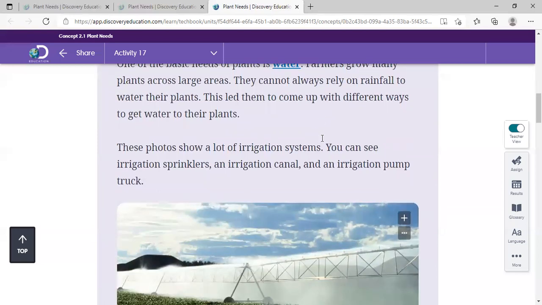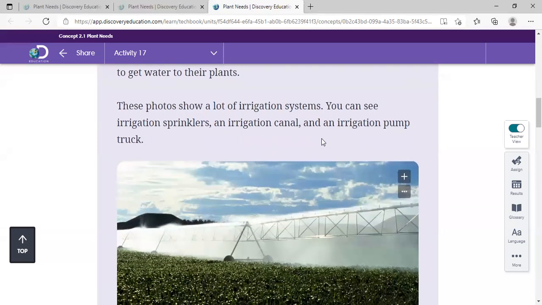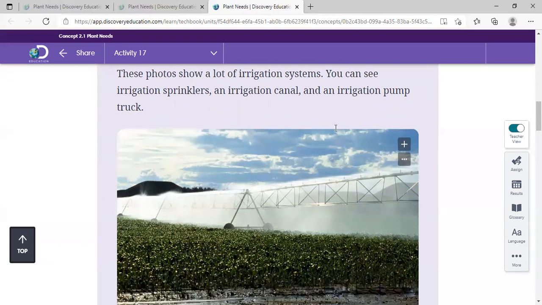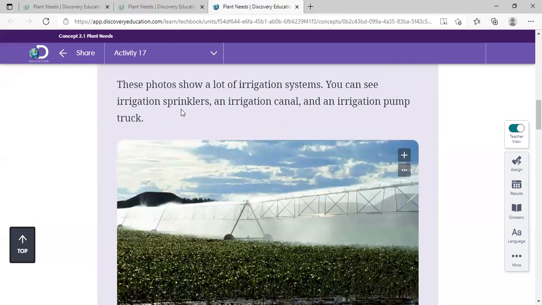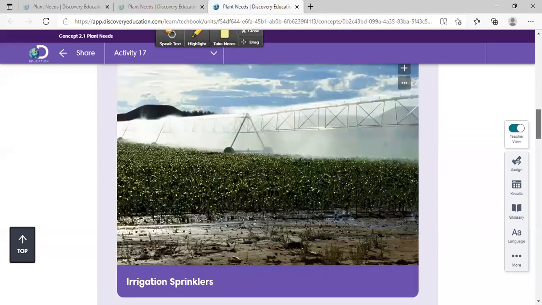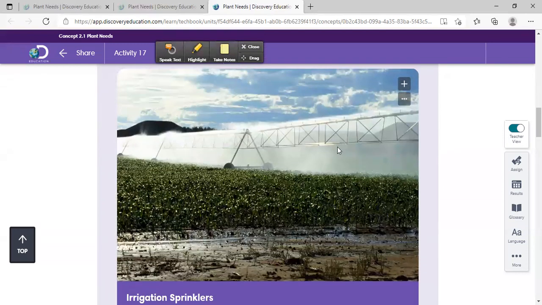What are these ways? These photos show a lot of irrigation systems, systems to provide the plants with the water they need. You can see the irrigation sprinklers like the first one. This is the irrigation sprinklers, the ones that spray the water over a large area of plants.